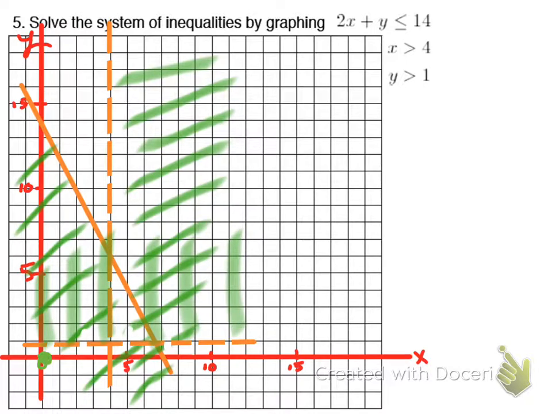Alright, so the commonly shaded region then for this is inside this triangular region. It is in here, so I'll make that a little bit more clearly identified. There we go. So that is the commonly shaded region. That is the solution for the system of inequalities.